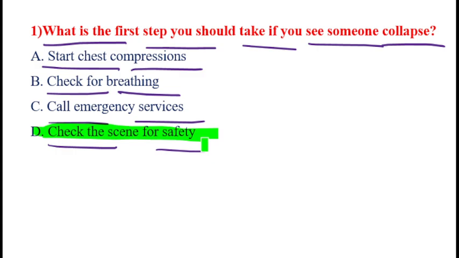So that is the reason why first and foremost you have to check for the scene safety and bring the patient or the victim into a safe place, and then we can start with the steps of BLS or cardiopulmonary resuscitation. So what is the right answer here? It is option D, check the scene safety. What is the first step you should take when you see someone collapse? First and foremost, we have to check the scene for the safety.